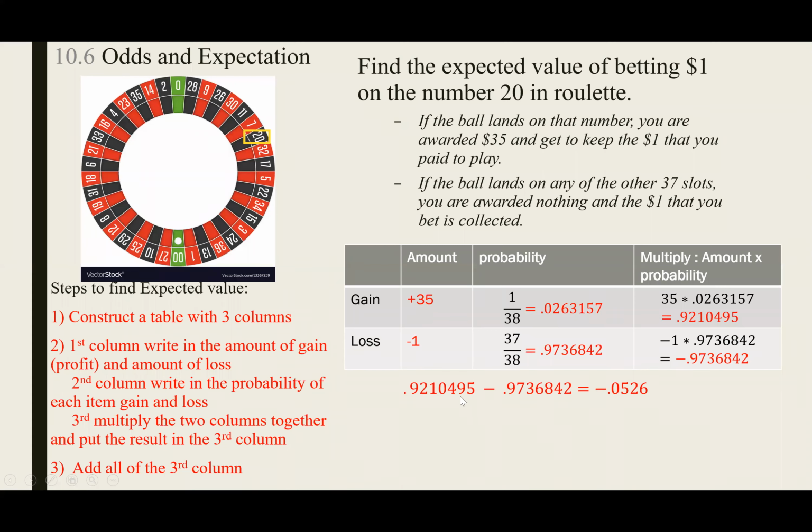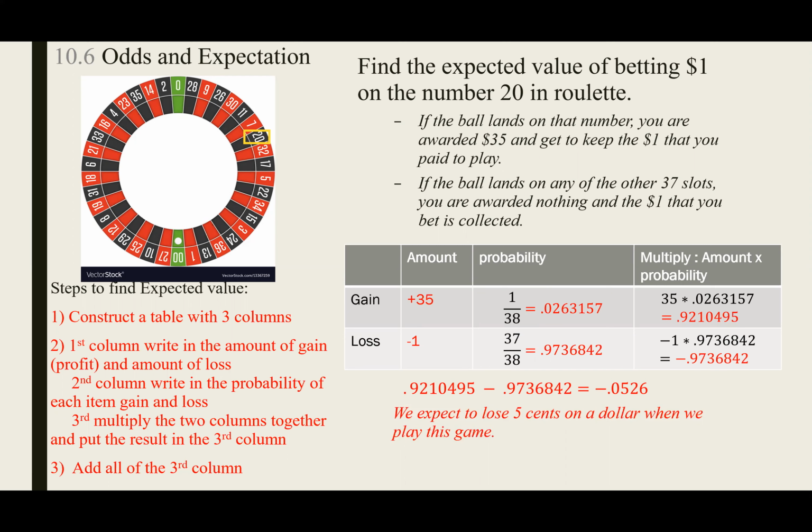And to finish this thing off, all I need to do is take whatever is in the third column and add them together. But in this case, I have a negative number. So basically 0.9210495, subtract because of the negative, subtract 0.9736842. And if I subtract that, I get 0.0526. And again, the question will ask you to round to the nearest cent. So in this item, because it's a negative result, we expect to lose 5 cents on a dollar.